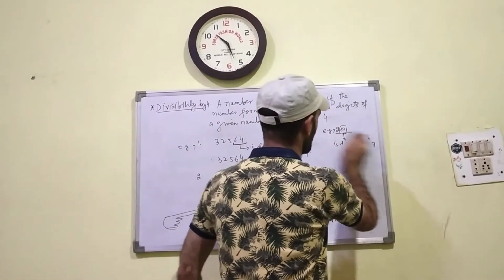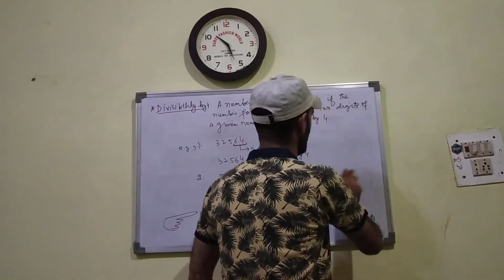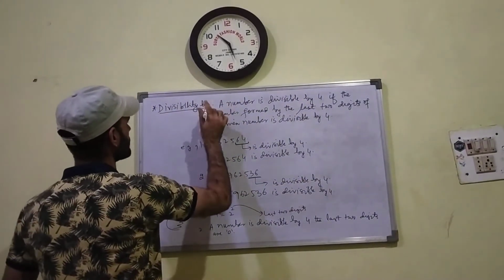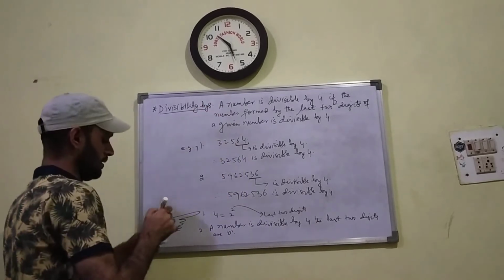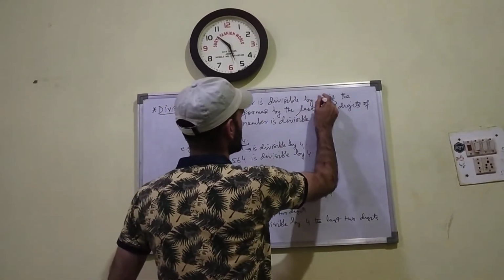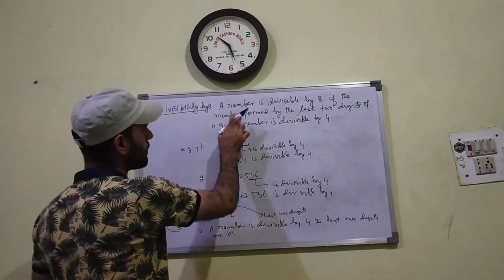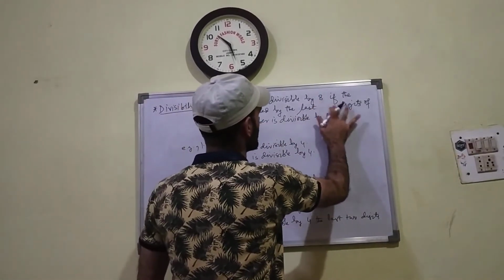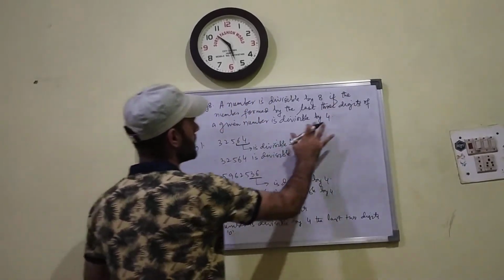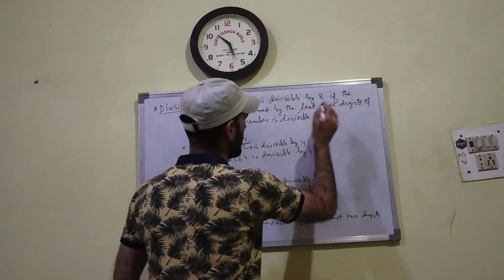Now let's come to the divisibility by 8. A number is divisible by 8 if the number formed by the last three digits of a given number is divisible by 8.